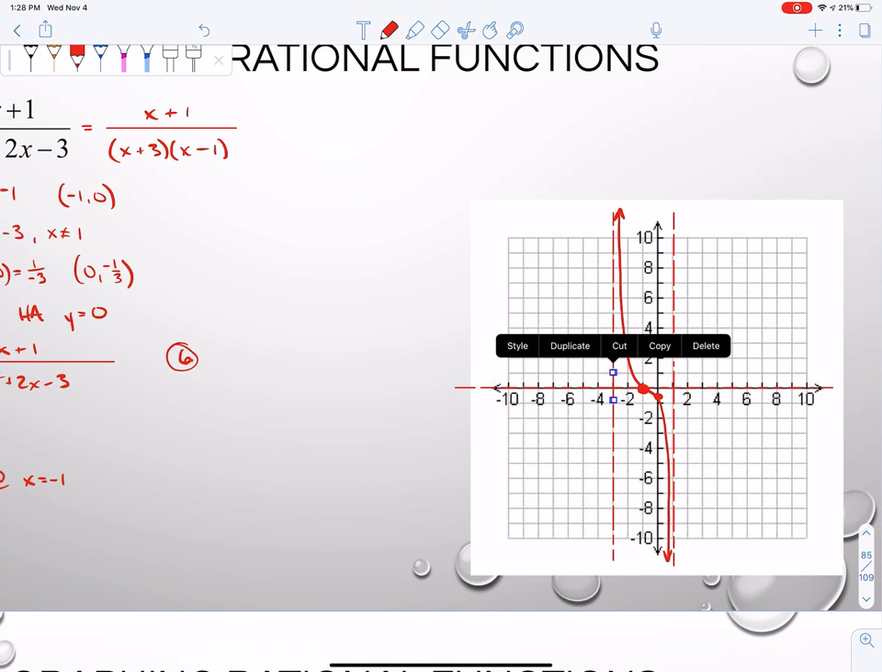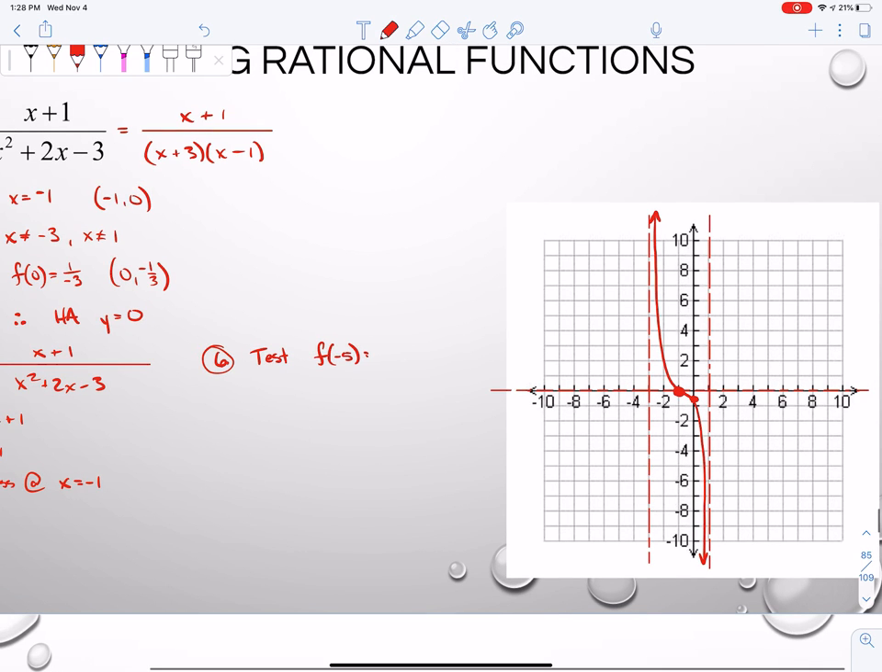The problem is I still don't know what's happening out here or out here. So what we're going to do, we're going to test some values. In this case, let's test f of negative 5. So if I plug in negative 5, and I'm going to do this a little bit quicker, I'm going to have a negative 4 over a negative 2 and a negative 6. So I'm at negative 4 over 12, or we're going to have a negative 1/3.